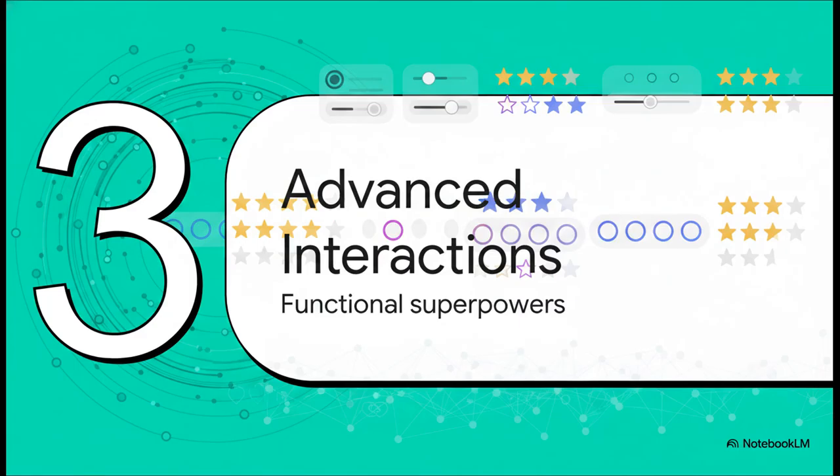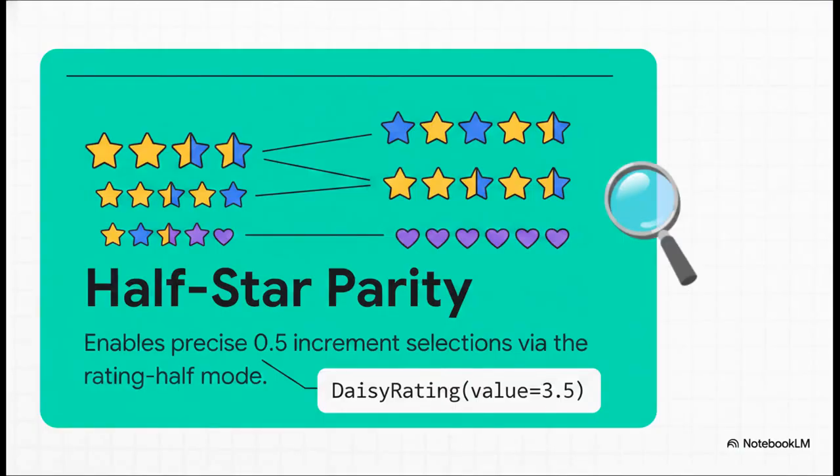Okay, Section 3, Advanced Interactive Features. Time for the functional superpowers. A massive feature here, a real game changer for precise input, is half-star parity. This enables precise 0.5 increment selections directly mapped to what's known as rating half mode. For the developers listening, this means you don't need to build or maintain a separate, complicated component just for granular ratings. You simply pass a decimal value, like 3.5, to the component, and it automatically manages the state for you.